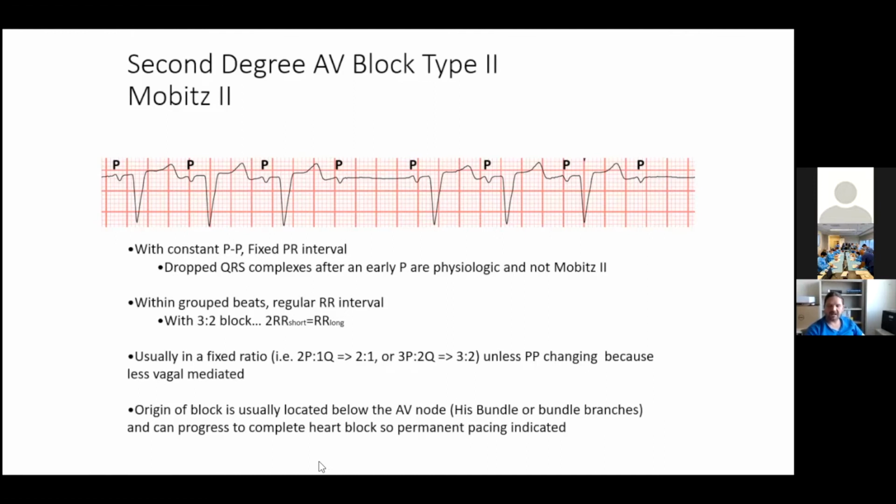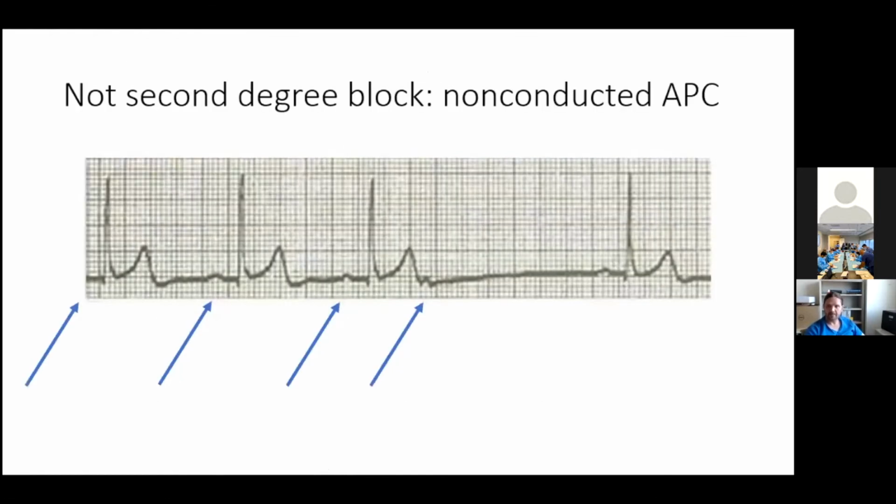The origin of the block is usually below the AV node within the His bundle or the His-Purkinje system, so typically there may be some bundle branch block with this. This often progresses to complete heart block, so pacing is indicated for this even in the absence of symptoms most of the time. So I'd mentioned this before.